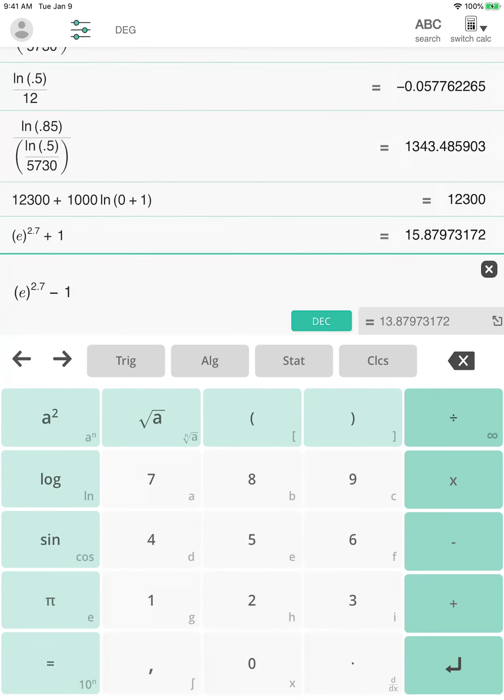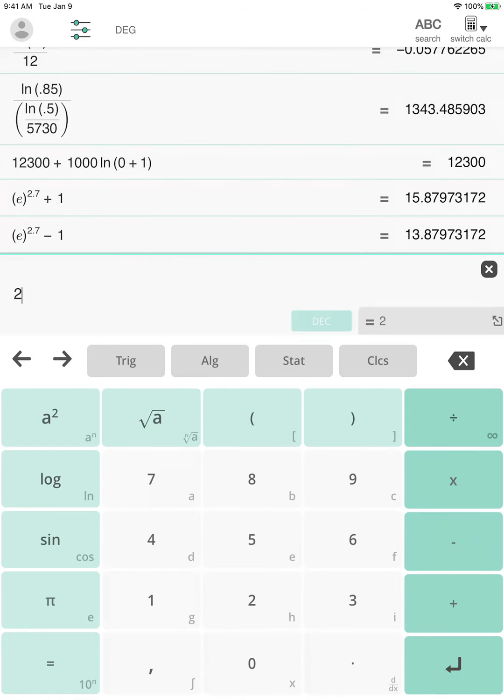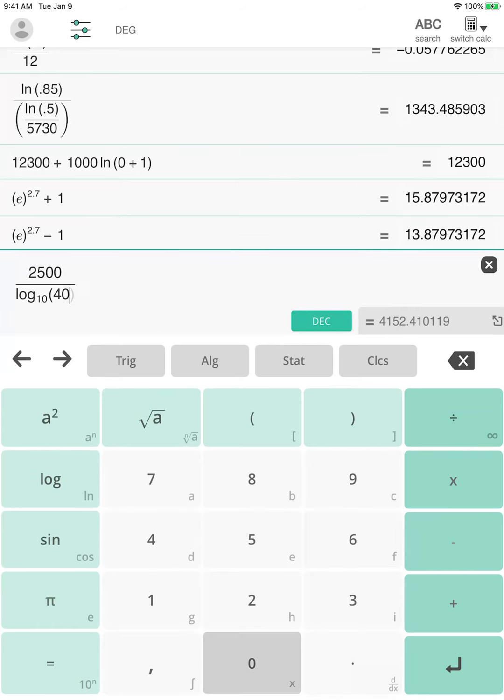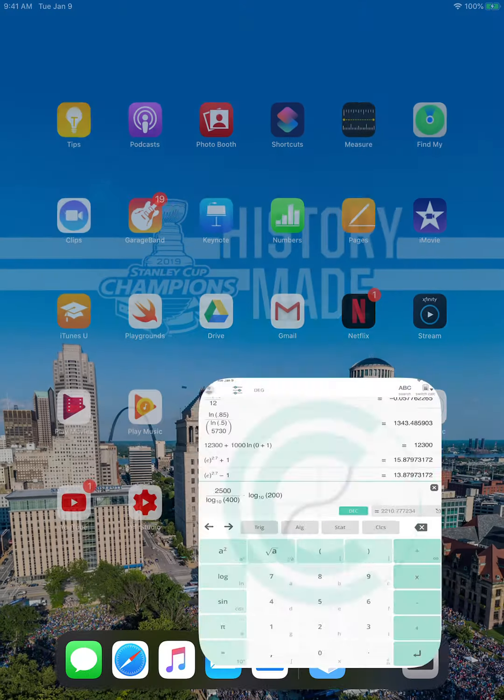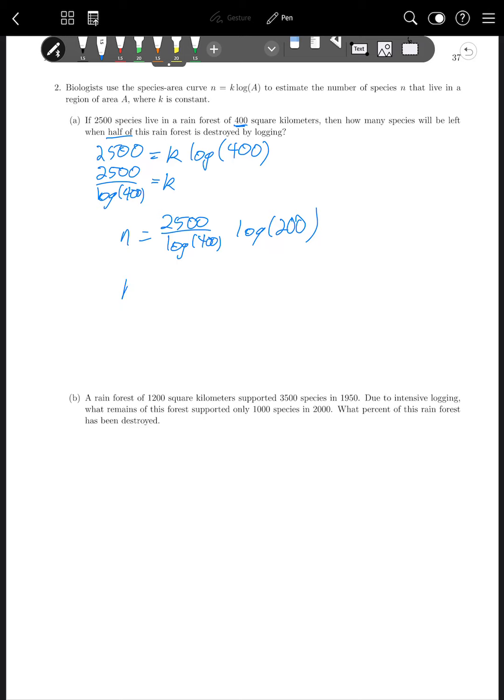So that'll be 2,500 divided by log of 400 times log of 200. And so we get 2210.8, so 2211. So n equals 2,211 species.